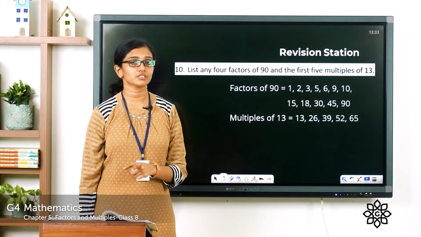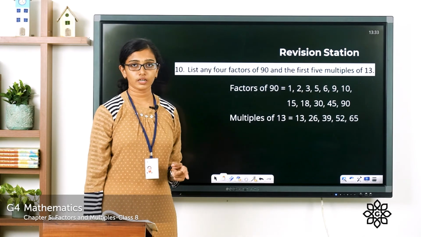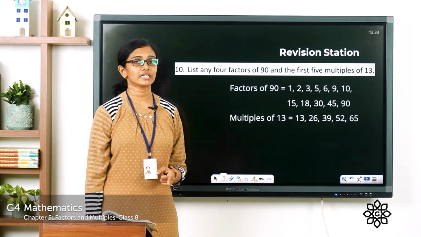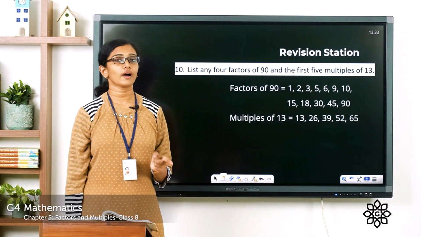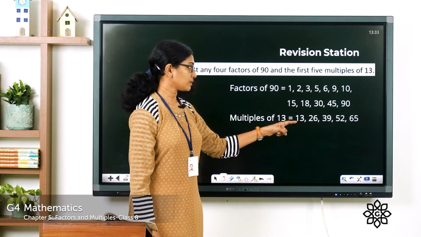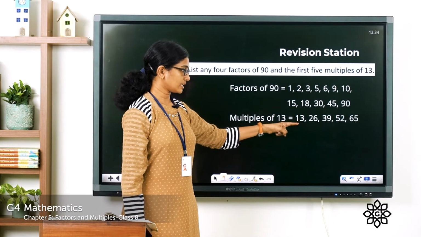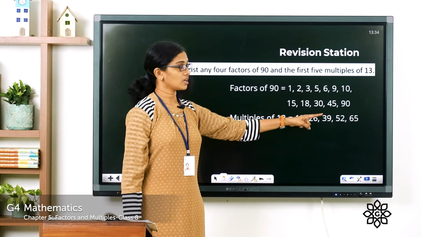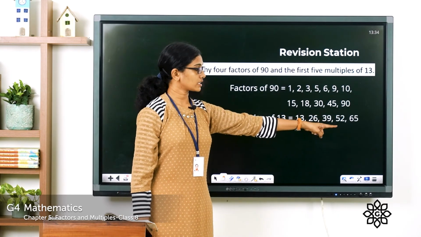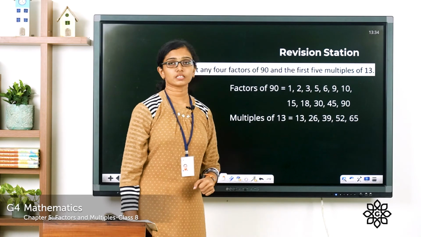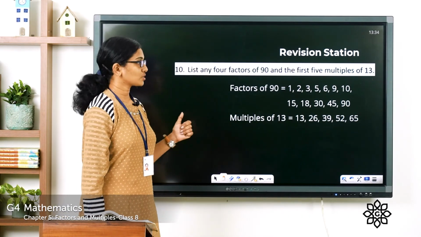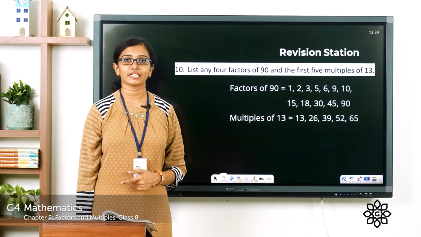And you have to write the first 5 multiples of 13. First 5 multiples means 13 into 1, 13 into 2, 13 into 3, 13 into 4, and 13 into 5. So we have the multiples here. 13 ones are 13, 13 twos are 26, 13 threes are 39, 13 fours are 52, and 13 fives are 65. So there we have the 5 multiples of 13 listed.